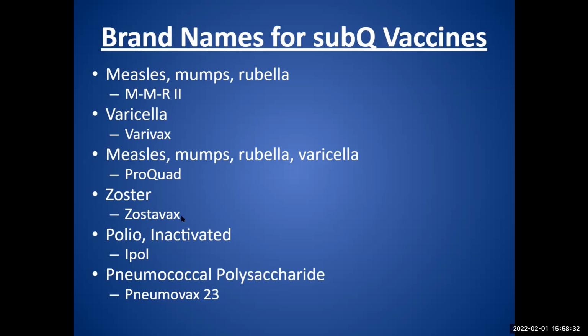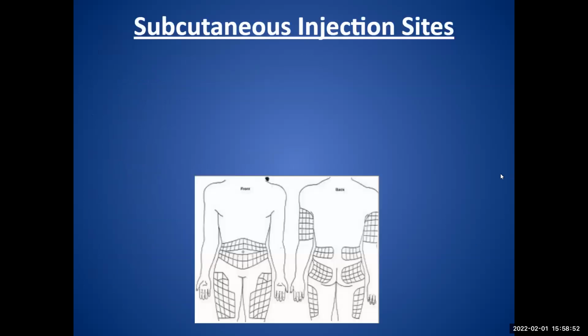So these are like the brand names for a lot of these vaccines. Varivax is a varicella, Proquad is this 4 combo, Zostavax is for the zoster, Ipol is for the inactivated polio, and the Pneumovax 23 is the pneumococcal polysaccharide.